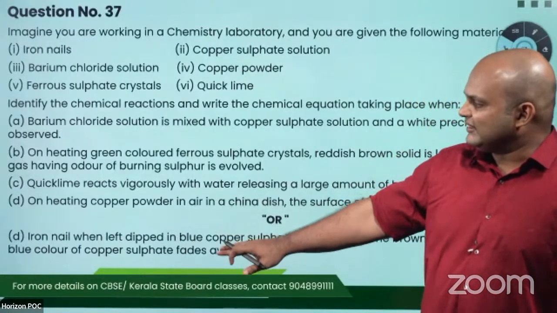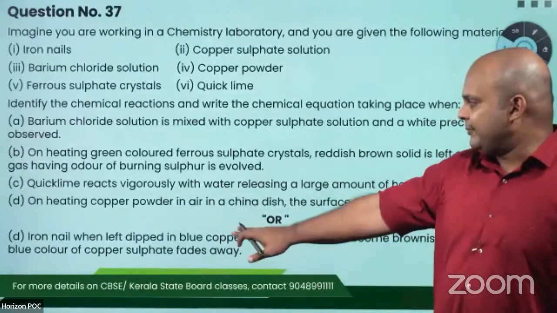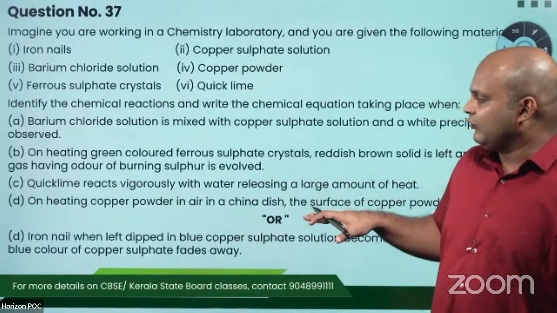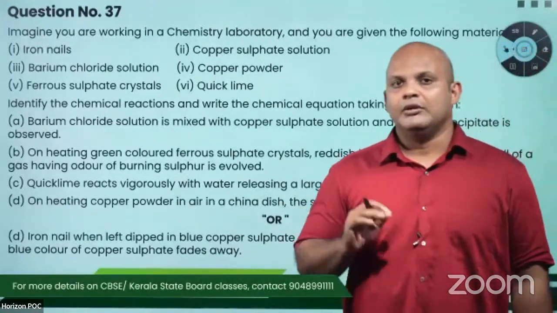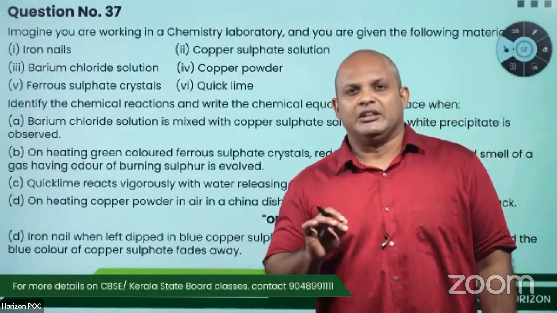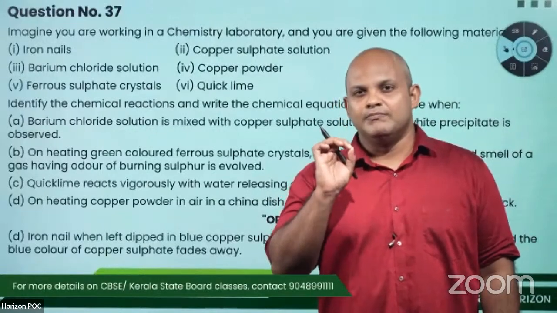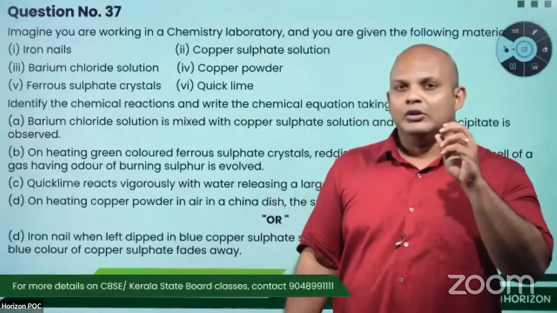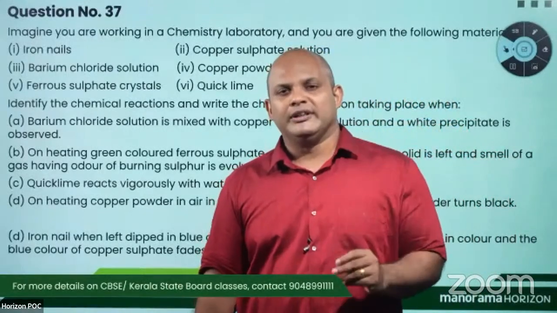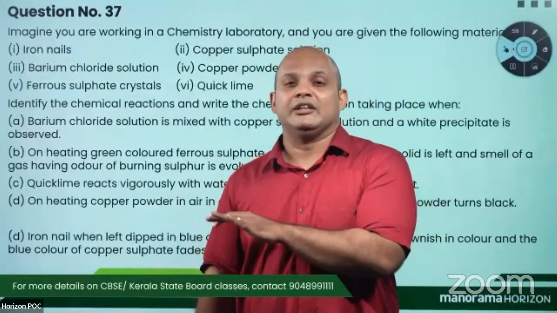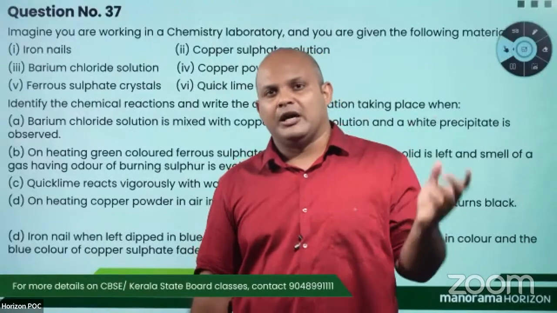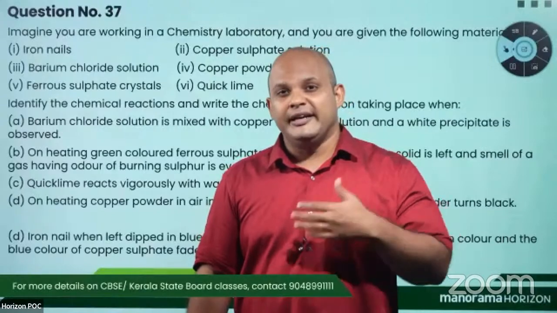The last option is an iron nail, when dipped in blue copper sulfate solution, becomes brownish in color and the color of copper sulfate starts to fade. Now, you know probably that copper sulfate has this beautiful dark blue color. If you put an iron nail inside it, what happens? Look at the reactivity series. We know that iron is more reactive than copper. So in a solution, iron will displace the copper out of solution. It will precipitate pure copper.